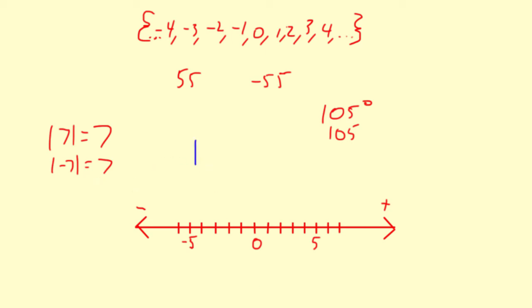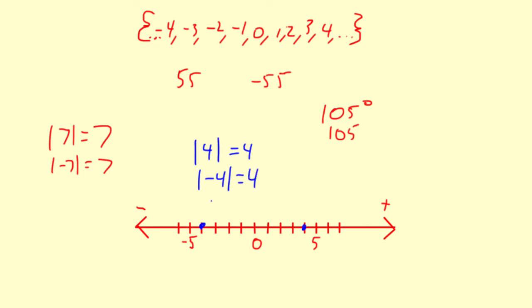So let's talk about the absolute value of 4. Well, here's 4 on the number line, and the distance from 0 is 4, so that equals 4. But if we're doing the absolute value of negative 4, here's negative 4 right here. The distance from 0 is still 1, 2, 3, 4.